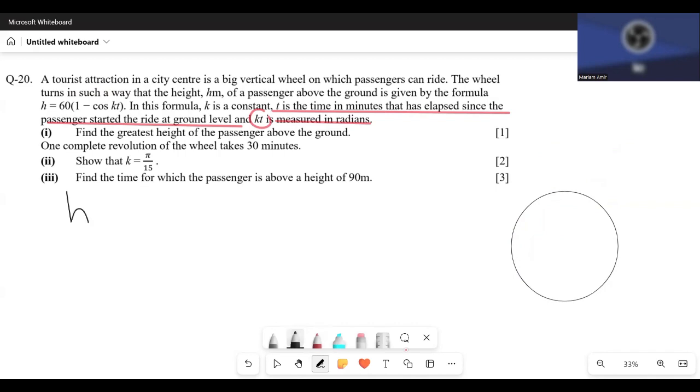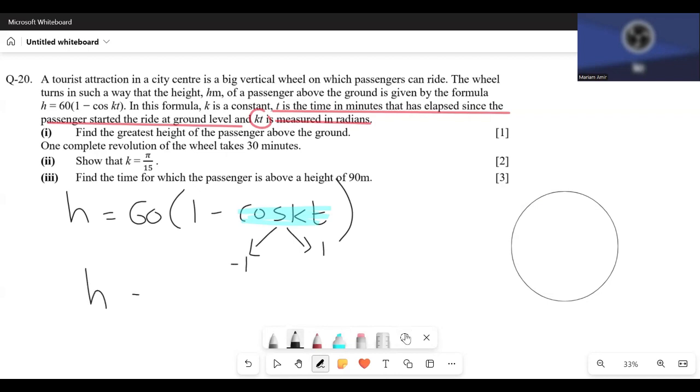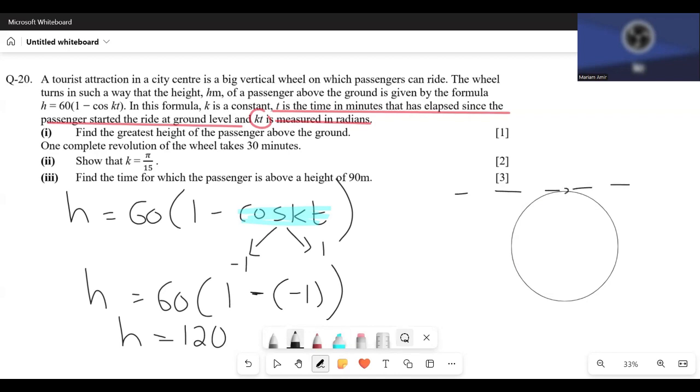Okay. Greatest height just means that we need the largest value of the range of this equation. How do we find the range? Cos can have a maximum value of 1 and a minimum value of -1. So height will be maximum when we choose -1 over here, because then we'll get 1 minus -1, which would be 2, and then 60 times 2 is 120. So 120 is going to be the maximum height a passenger can attain while sitting on this Ferris wheel.